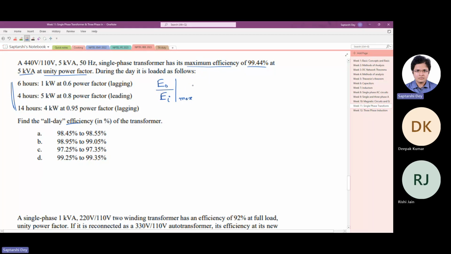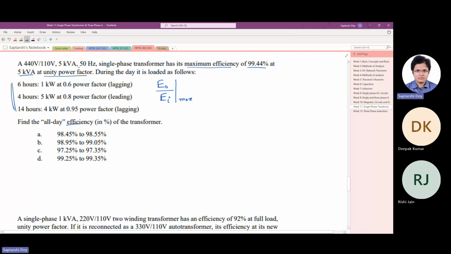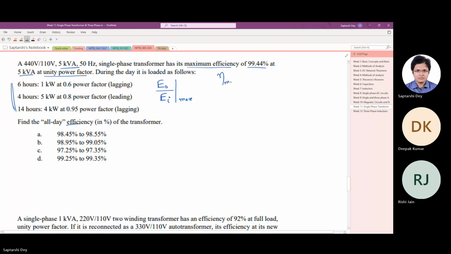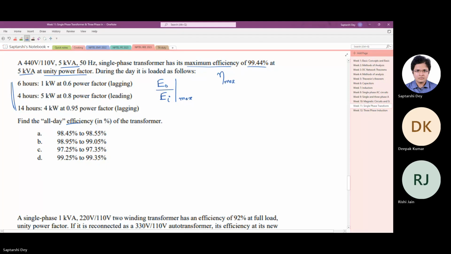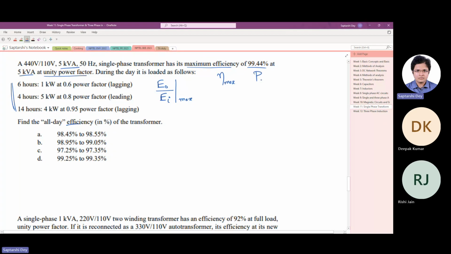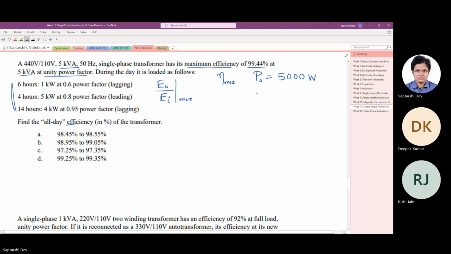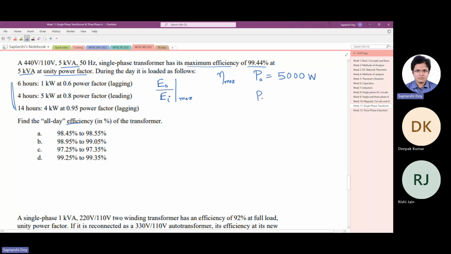Now, the transformer is rated for 5 kilovolt ampere. It is unity power factor. So when it is at maximum efficiency, the output power is 5000 watt. Okay, why watt? Because it's unity power factor.